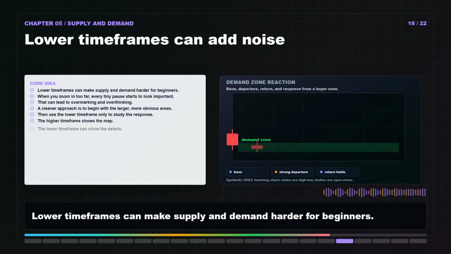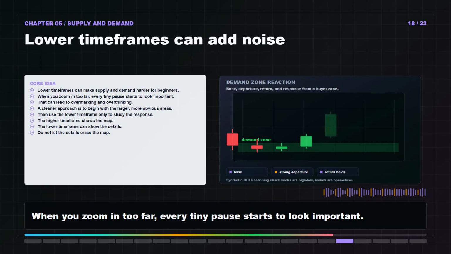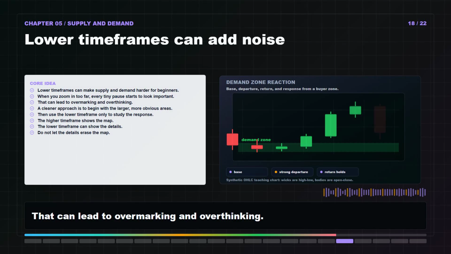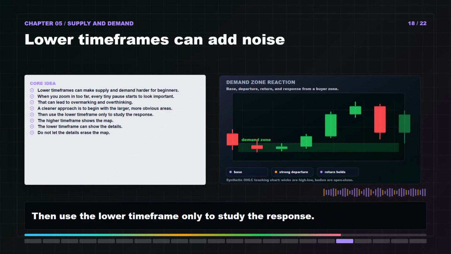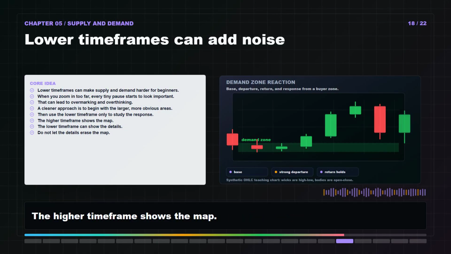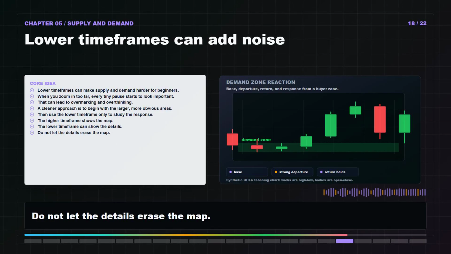Lower timeframes can make supply and demand harder for beginners. When you zoom in too far, every tiny pause starts to look important. That can lead to overmarking and overthinking. A cleaner approach is to begin with the larger, more obvious areas. Then use the lower time frame only to study the response. The higher time frame shows the map. The lower time frame can show the details. Do not let the details erase the map.